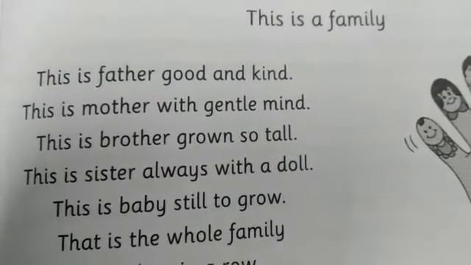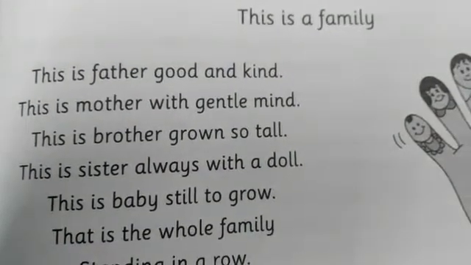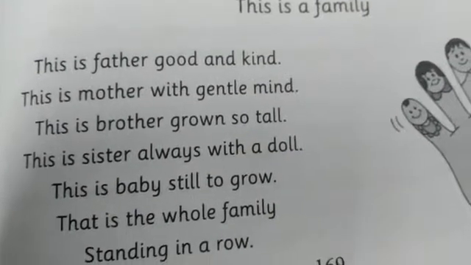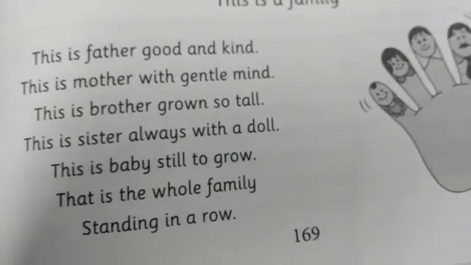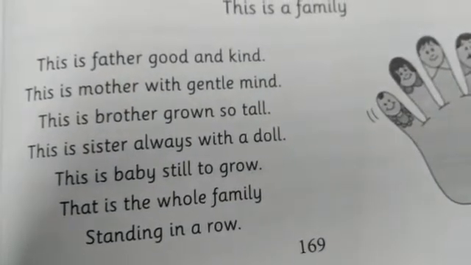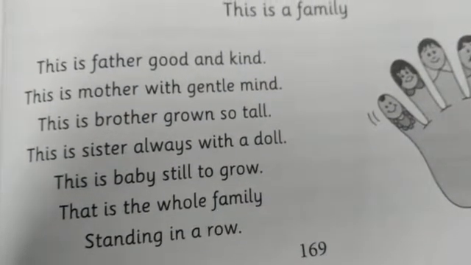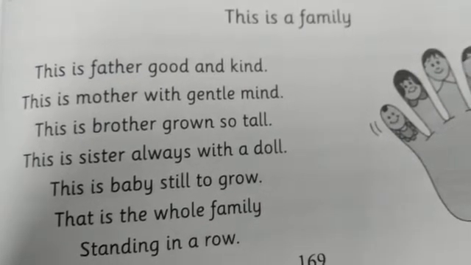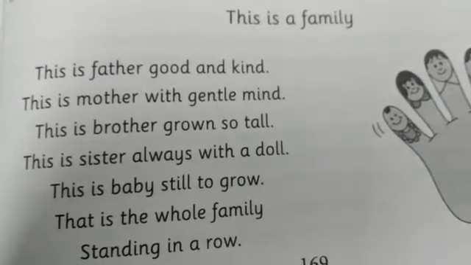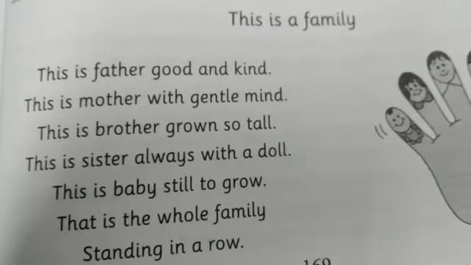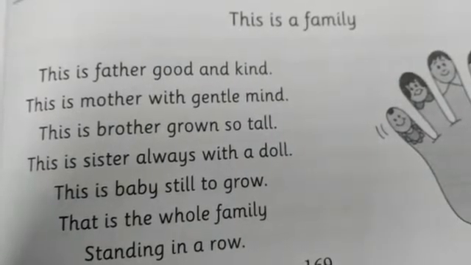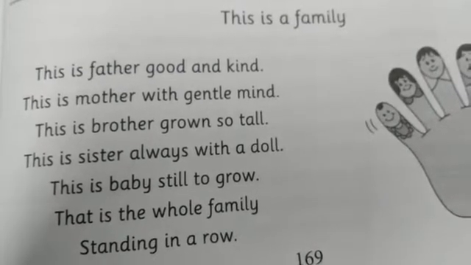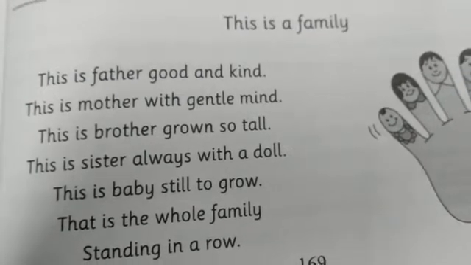Children, revise this rhyme. This is a family. This is father good and kind. This is mother with gentle mind. This is brother grown so tall. This is sister always with a doll. This is baby still to grow. That is the whole family standing in a row. Please revise this family rhyme.